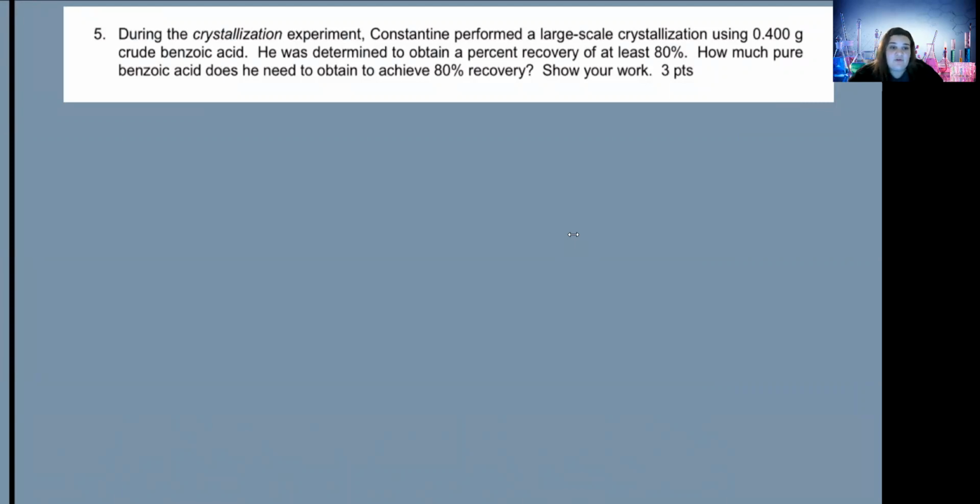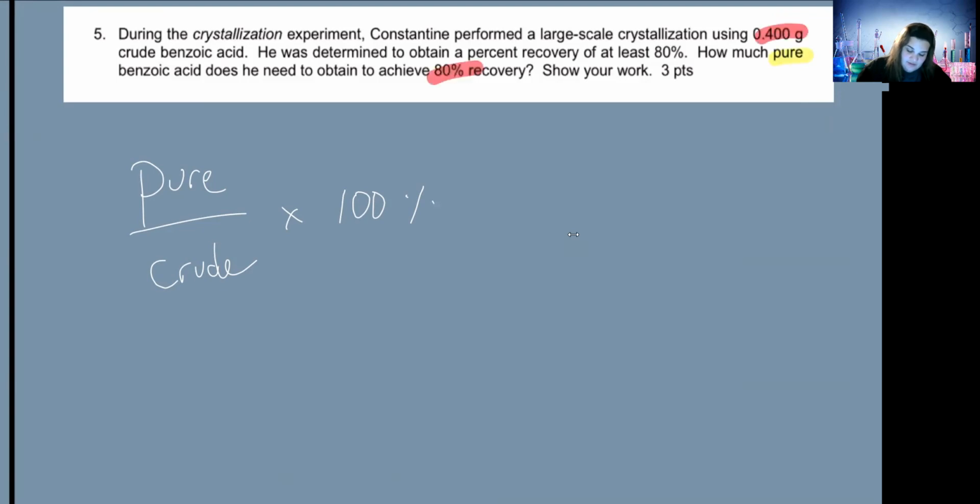All right, so during the crystallization experiment, Constantine performed a large-scale crystallization using 0.400 grams of crude benzoic acid. He was determined to obtain a percent recovery of at least 80%. How much pure benzoic acid does he need to achieve 80% recovery? Do y'all remember the formula we used in the previous question? Pure over crude times 100%. We are looking for pure. We are given crude and the percentage.